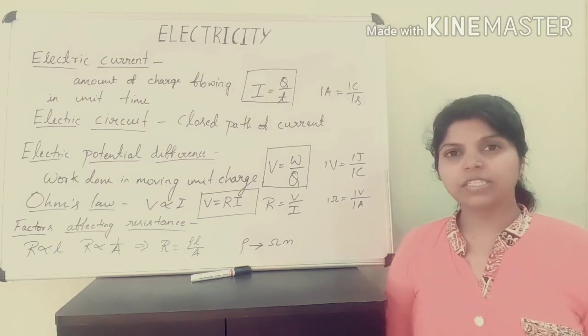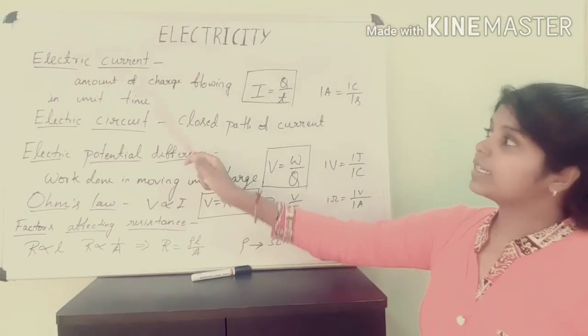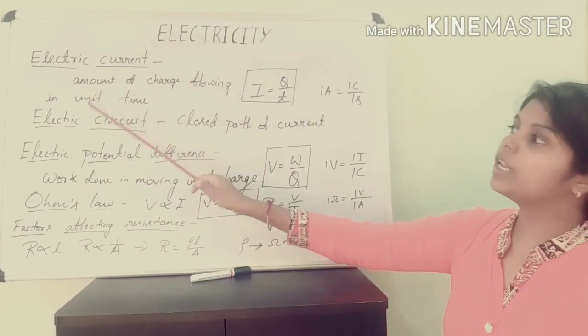Electricity is a form of energy which we all use in our daily life. Electric current. Electric current is the amount of charge flowing in unit time.